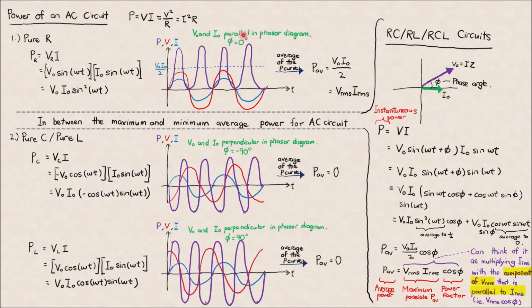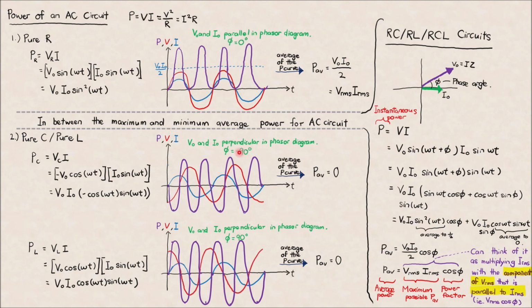So if phase angle is 0, your P average is VRMS times IRMS. If your phase angle is 90 or negative 90, the average power will be 0. So we can think of this as the maximum average power that you can obtain from the circuit. Then this is the minimum, 0 minimum, and the maximum is P average for pure R. The idea why I'm saying maximum and minimum is because you can see here, our phase angle is 0 and 90, right? But it's actually possible to get a phase angle which is not 0 and not 90, somewhere in between 0 and 90.